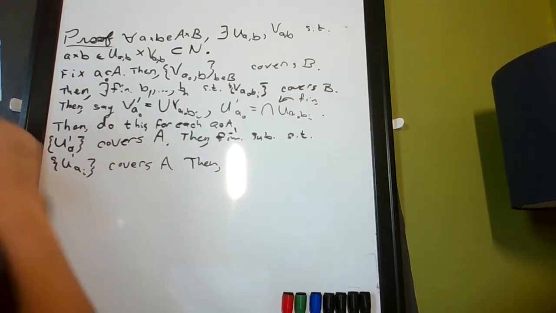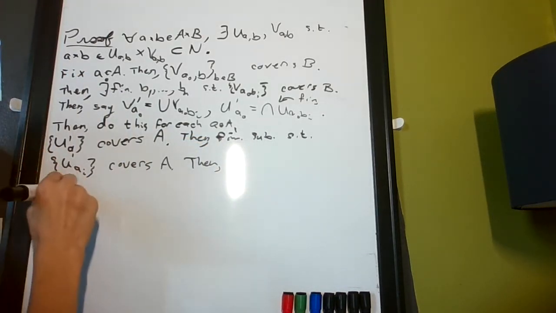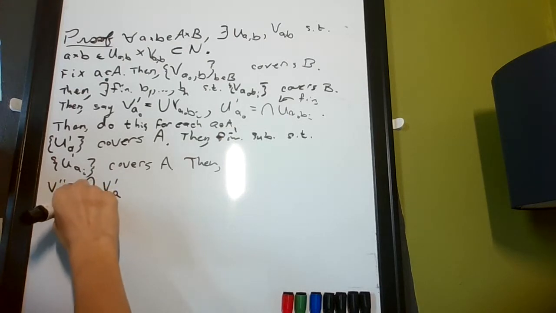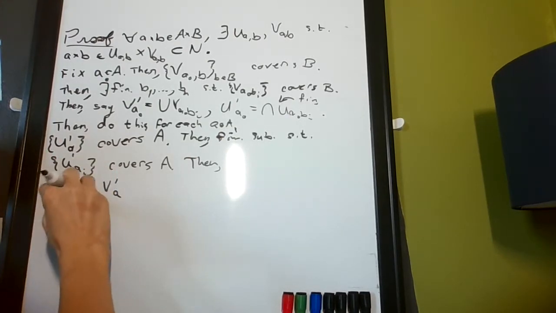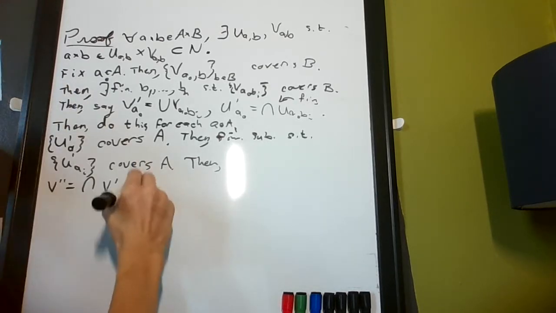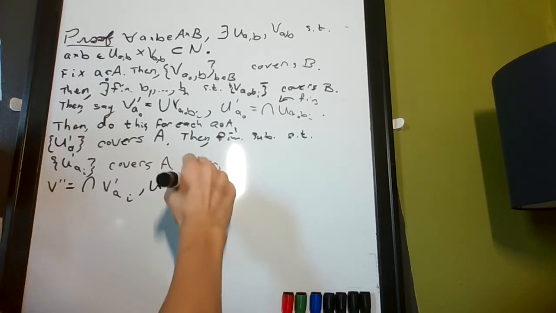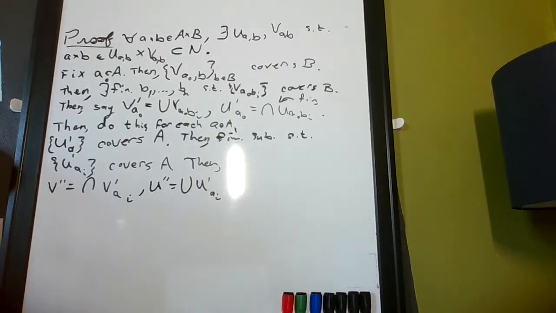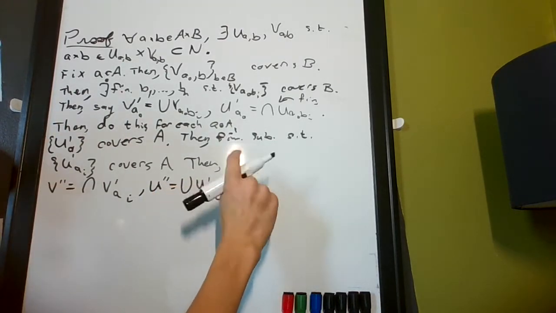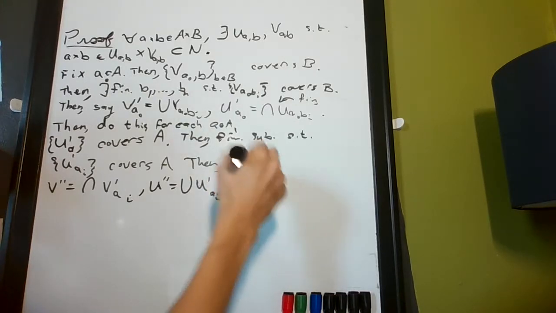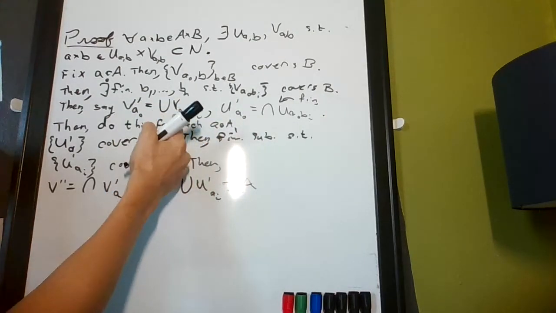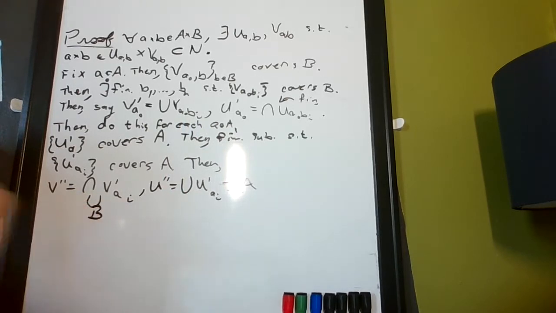Then take V double prime to be equal to the intersection of all of these V prime ai's for a in A and U double prime to be equal to the union of the U prime ai. Okay, both of these are going to be open, and this right here is going to contain A, right? How do I know this is going to contain B? Well, because each of these V_a0's contains B because this is a cover, right? This contains B because each individual contains B, and it's also open.